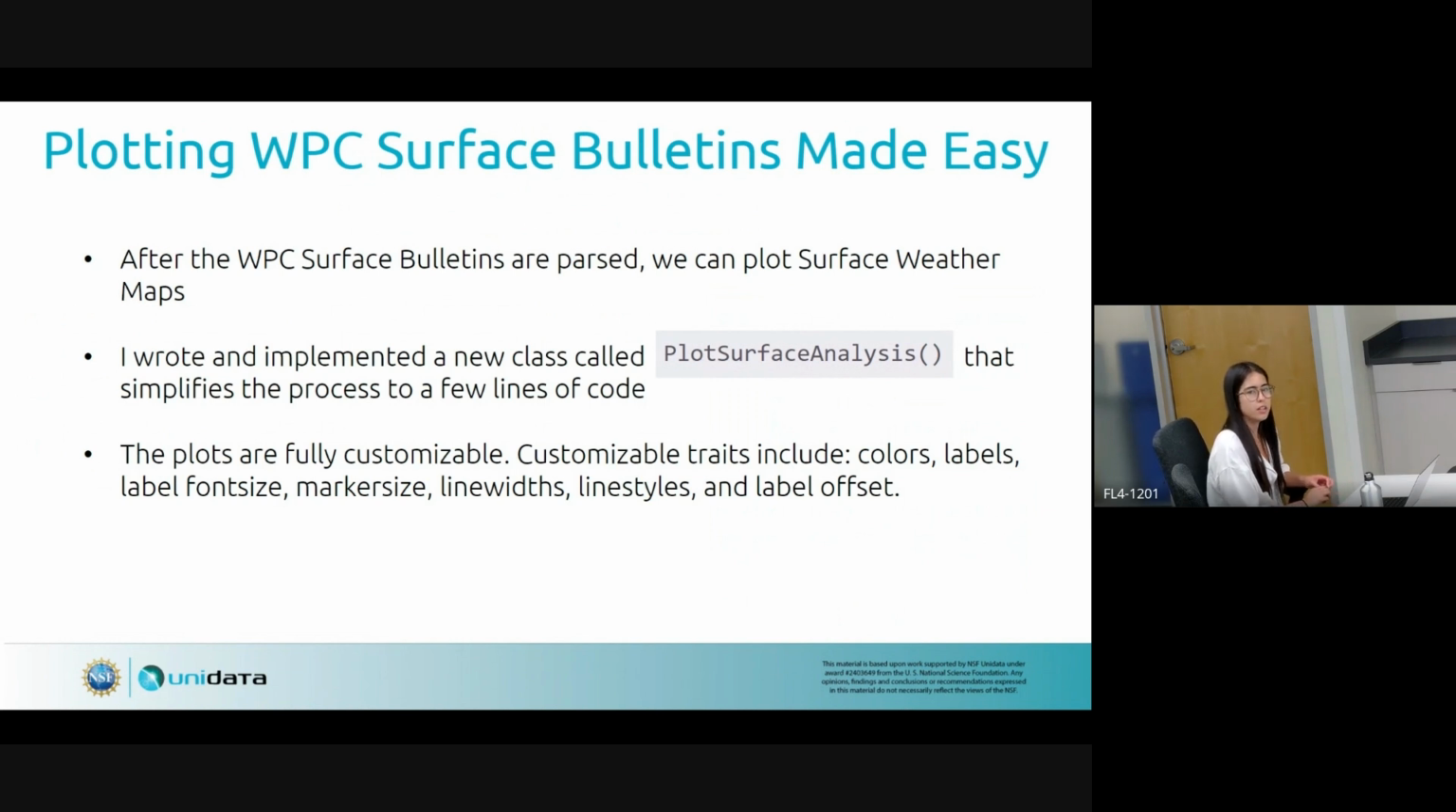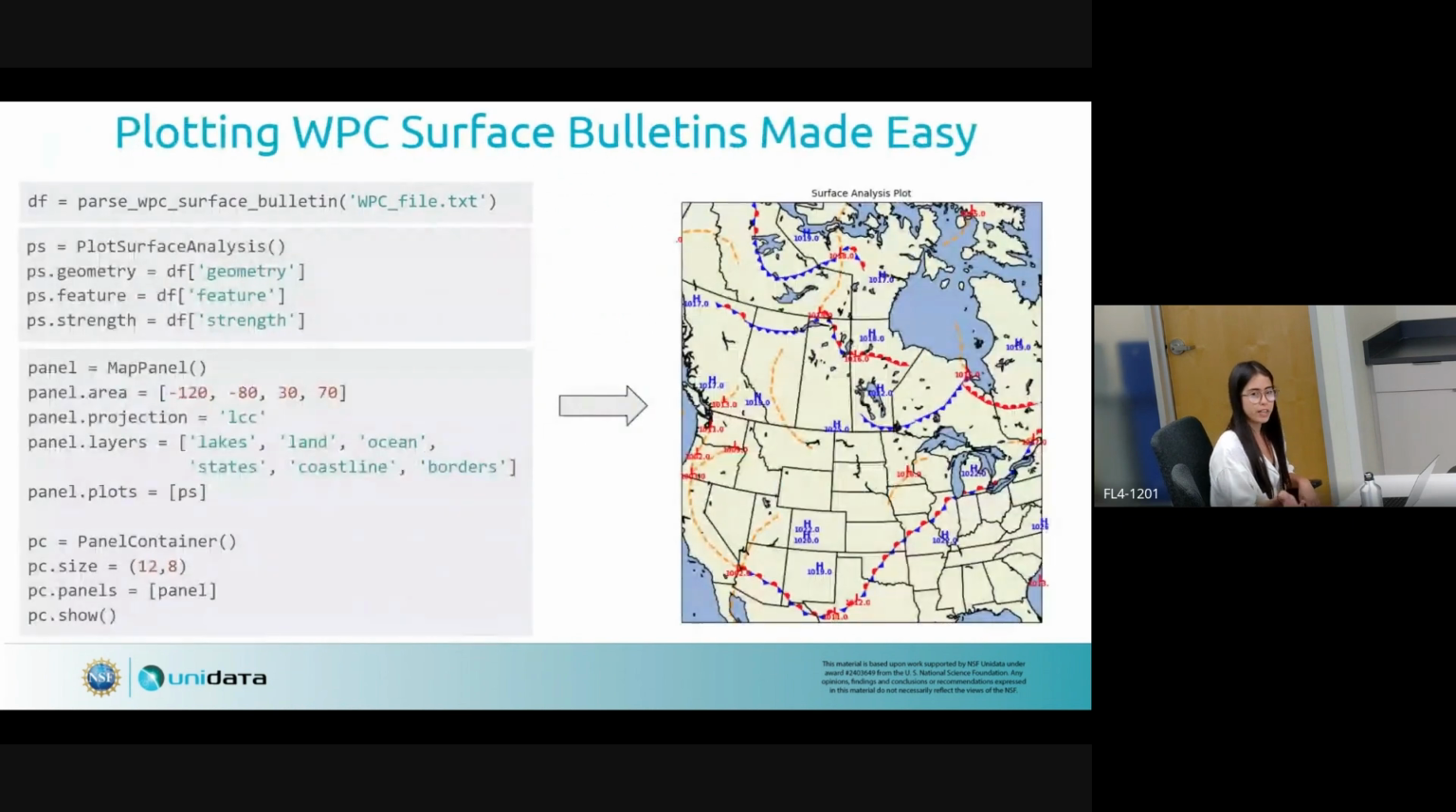This class has a lot of customizable traits like colors, label, font sizes, marker sizes, and other things. So here you can see this is the code that you need to get the map on the right. If you write exactly this, this is the map that you get. So you can see at the top, we just parse. You give the parse WP surface bulletin function your file. Then we can call plot surface analysis, and you give plot surface analysis your data. And then this last part is just giving parameters for getting the map the way you want it.